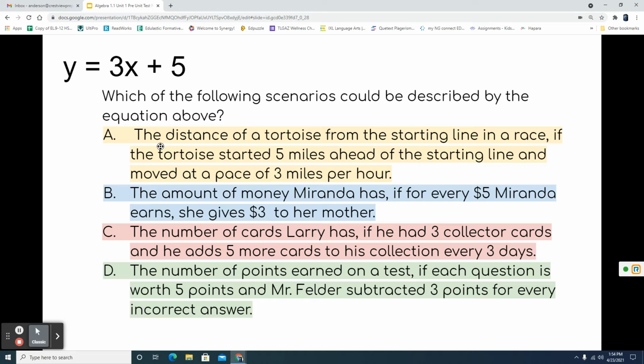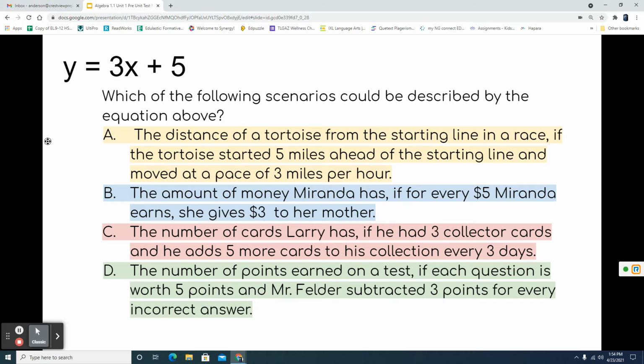Y equals 3x plus 5. Which of the following scenarios would be described by y, our answer, equaling 3 times a number plus 5? A, the distance of a tortoise from the starting line in a race. If the tortoise started 5 miles ahead of the starting line and moved at a pace of 3 miles per hour, your time per hour would be your x.